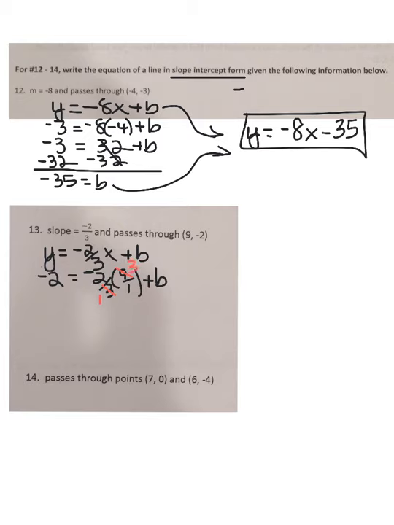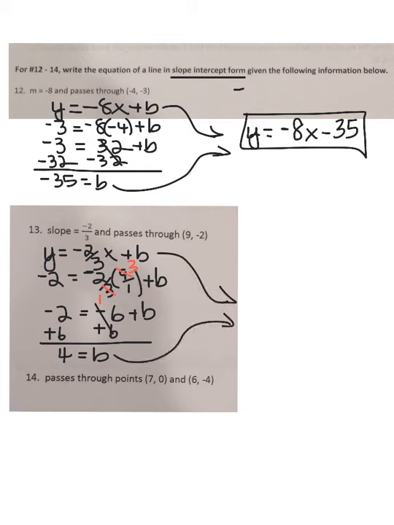Alrighty, and then just remember what we do after that is we multiply numerator with numerator and denominator with denominator. So this is just going to become negative 6. So negative 2 equals negative 6 plus b. Add 6, and 4 is the value for b. Take that, and we get y equals negative 2/3 x plus 4.